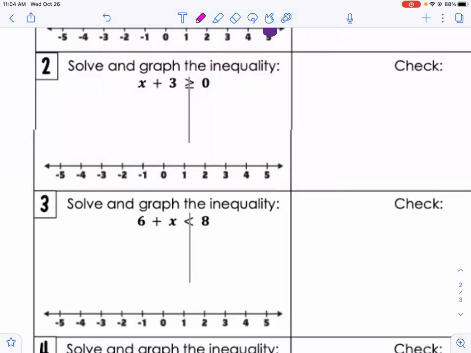Arisan, what was your one step in number 2? You subtracted 3 from both sides, so your answer was what? Just -3 was your answer? All right, X is greater than or equal to -3. Okay, so Quinlan, open or closed circle at -3?